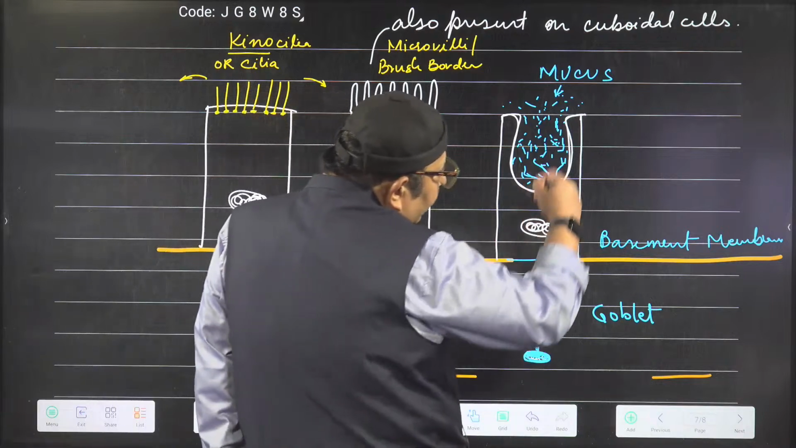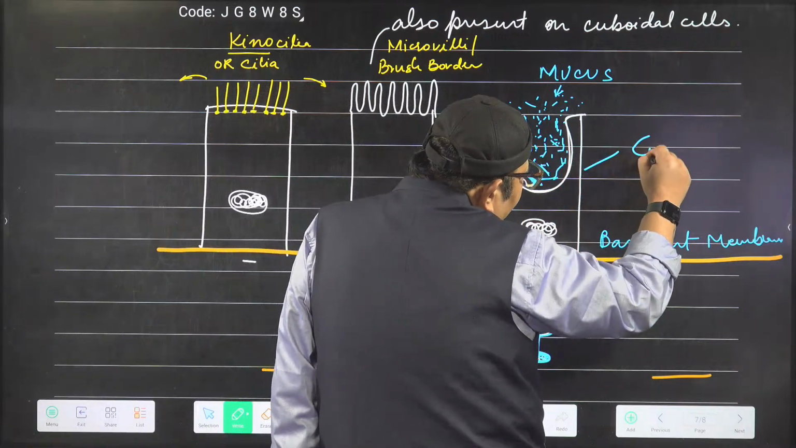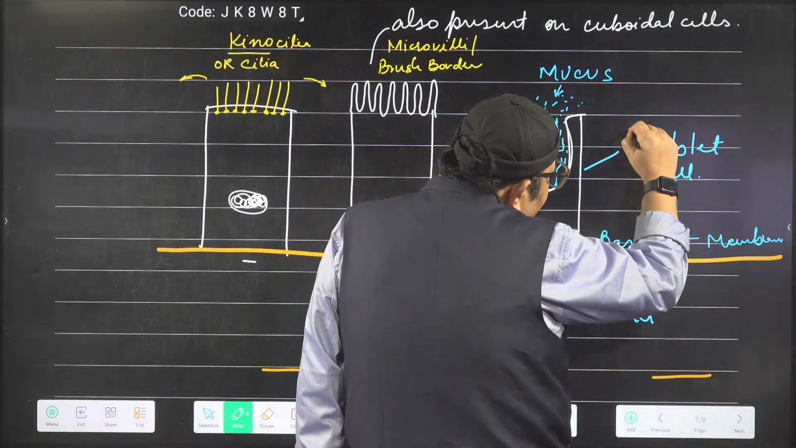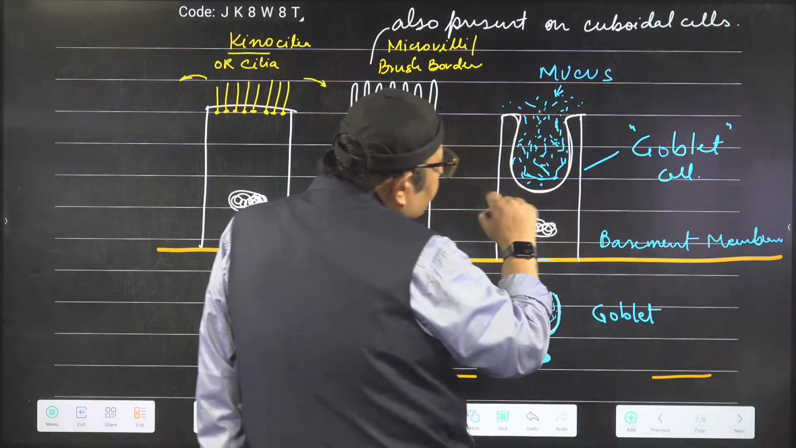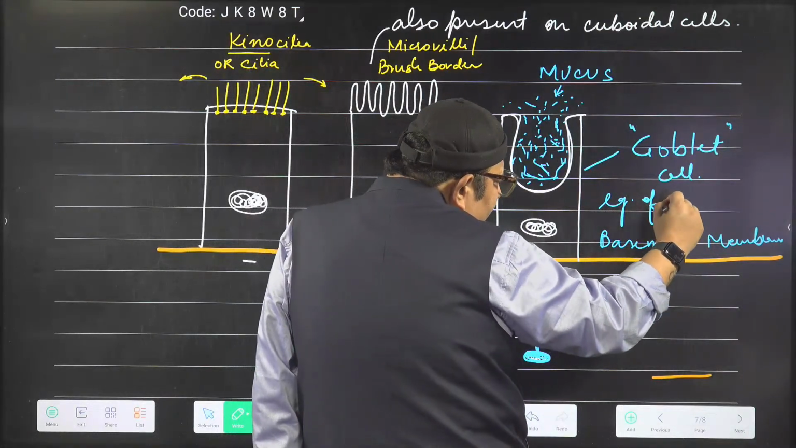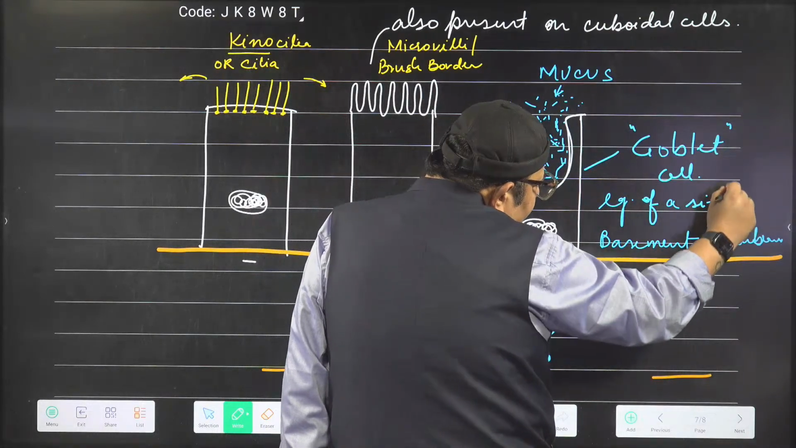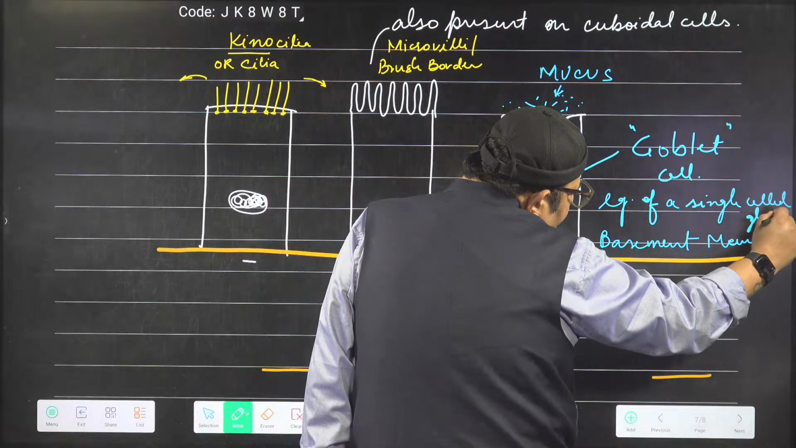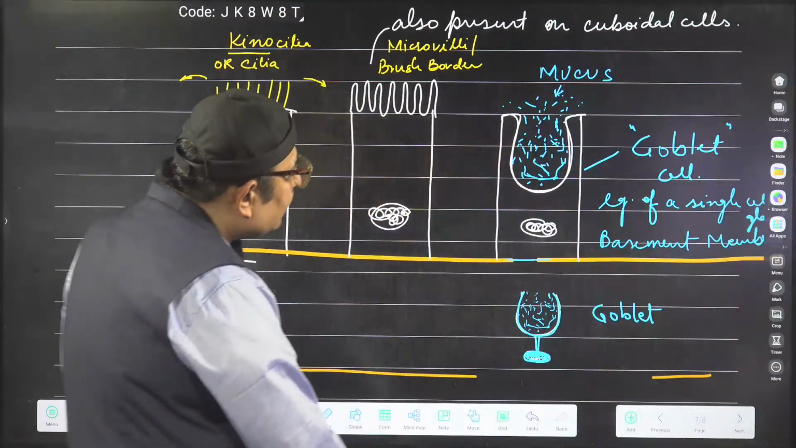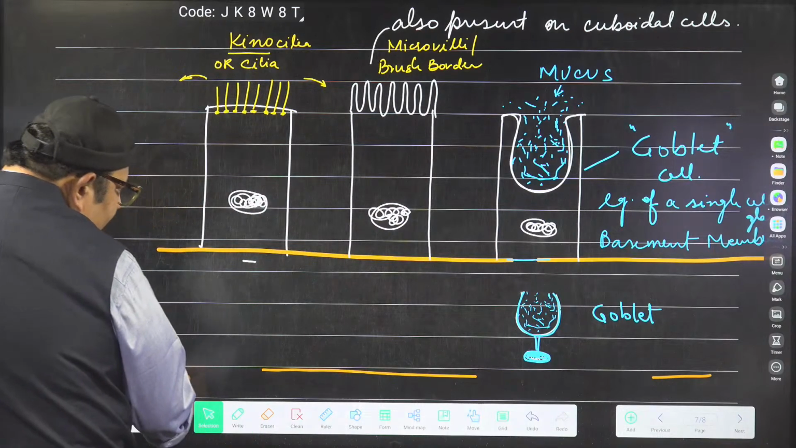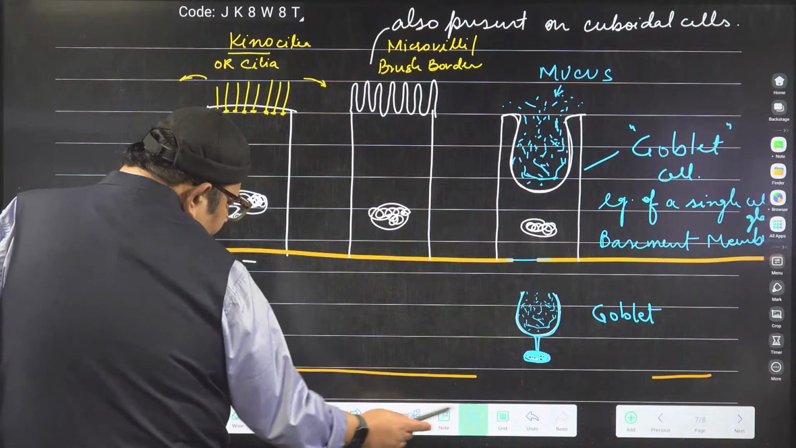This looks like a goblet inside the cell. This cell can be called a goblet cell. Goblet cell is an example of a single-celled gland.